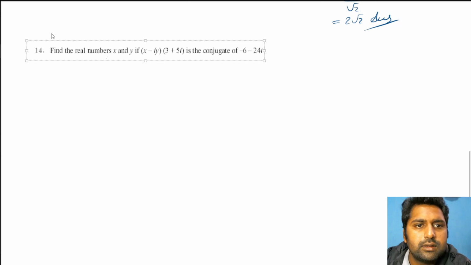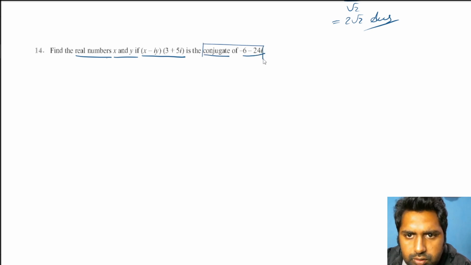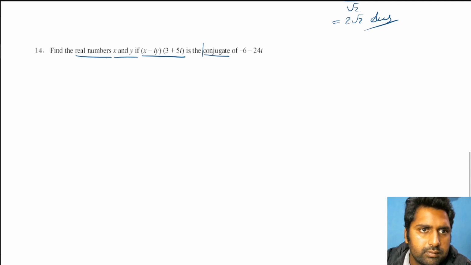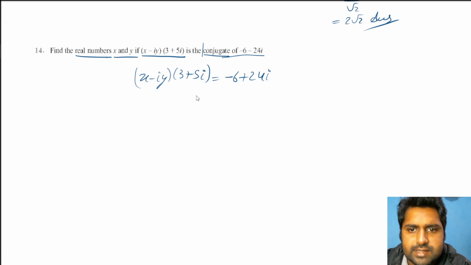Next one says you have to find the real numbers x and y such that this multiplication is the conjugate of this. So let's first calculate the conjugate of this expression itself. Minus 6 minus 24 iota. What is the conjugate of this? That is minus 6 plus 24 iota, and this should be equal to this multiplication, x minus iota y, 3 plus 5 iota. Let's see how we can solve this.